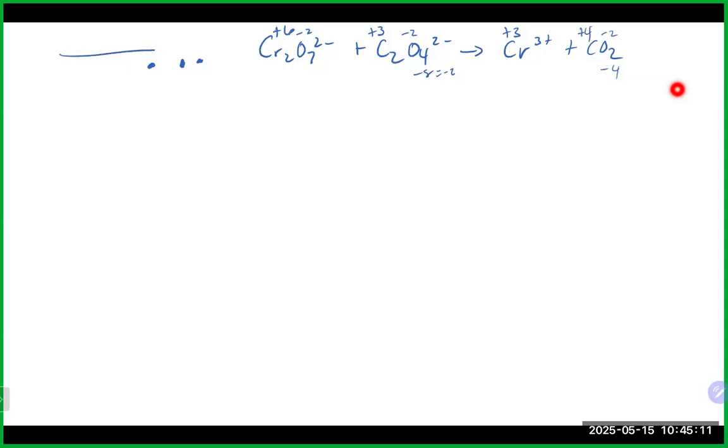So once again, we can see that the chromium here is starting at +6 and ending at +3, which means it's moving in the negative direction. So this one is being reduced. By default, this one is being oxidized, and we see that with the carbon at +3 ending at +4, again becoming more positive. That means our oxidizing agent is our dichromate, and our reducing agent is our oxalate. We're going to split them off here, so chromiums with chromiums.